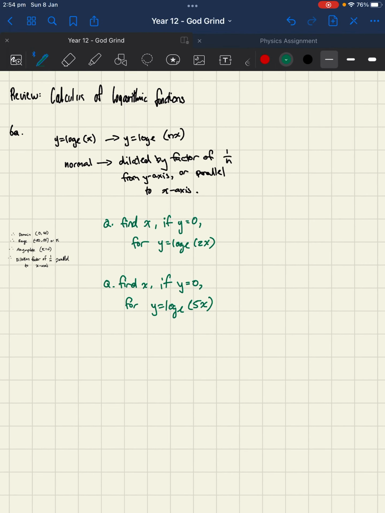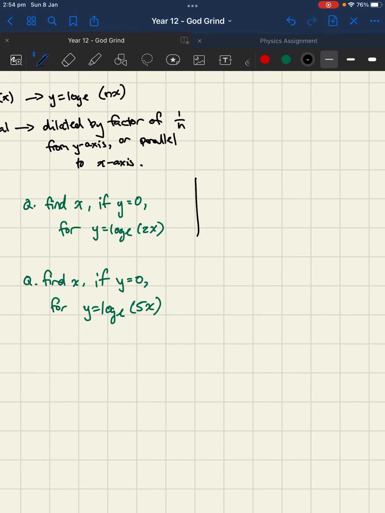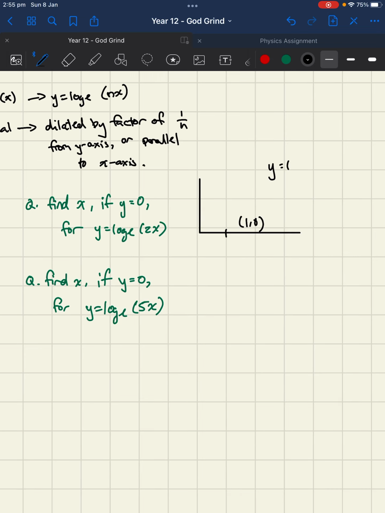Hello, let me just quickly talk about logarithmic graphs. As you know, logarithmic graphs pass through (1, 0) for a normal logarithmic graph of log e of x.